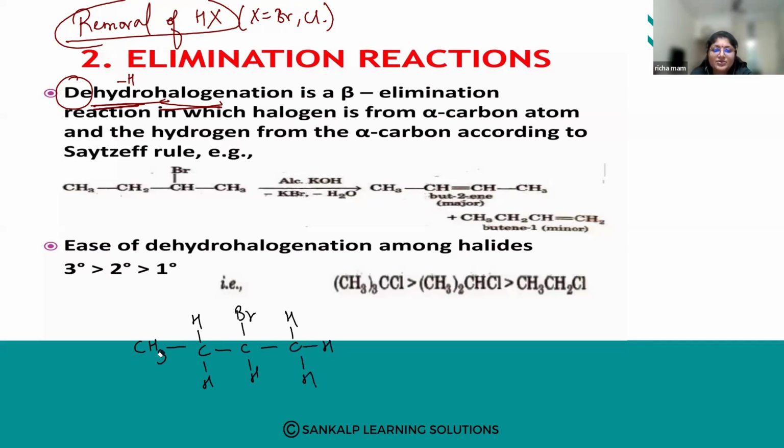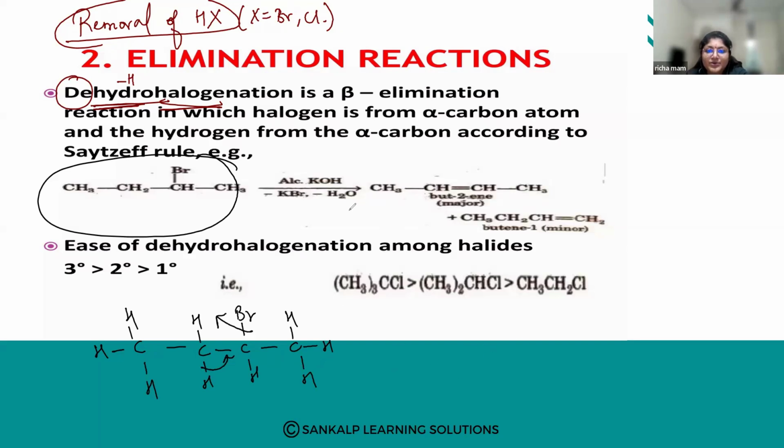Let me write this CH3 also in full, as C, H, H and H. So this is the same molecule, the complete structure. Now, what is happening here? What we are going to do is remove one hydrogen and one halide. So one hydrogen and one halide is removed.